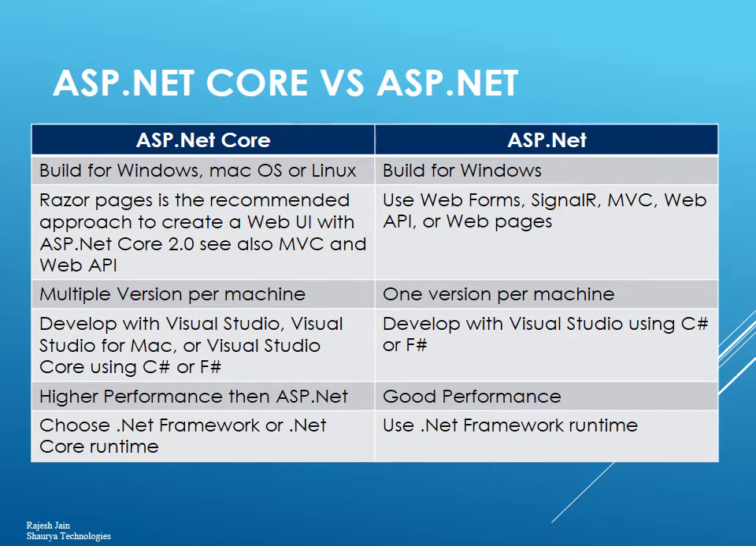There can be multiple versions per machine in ASP.NET Core, but in ASP.NET you can run only one version on the machine. ASP.NET Core can be developed with Visual Studio, Visual Studio for Mac or Visual Studio Code using C# or F#. But in ASP.NET, you develop with Visual Studio using C# or F#. Microsoft also recommends ASP.NET Core for higher performance than ASP.NET applications. You choose the .NET Framework or .NET Core runtime for ASP.NET Core on cross-platform machines.